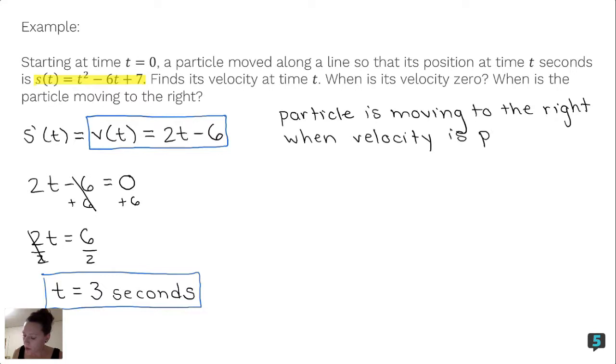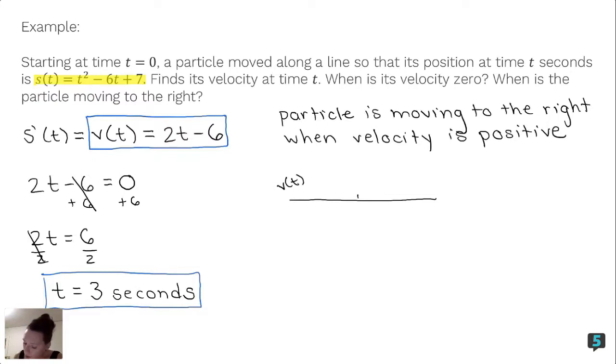Now, this particular question doesn't ask me this, but let's talk about it while we're discussing this topic. If it wanted to know when the particle was moving to the left, we'd look for when the velocity is negative, okay? Now, what I like to do at this point is make myself a quick little number line. Let's label it v of t so we know what that number line is for.